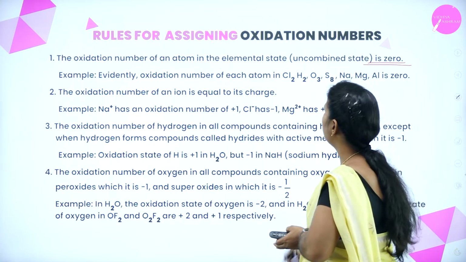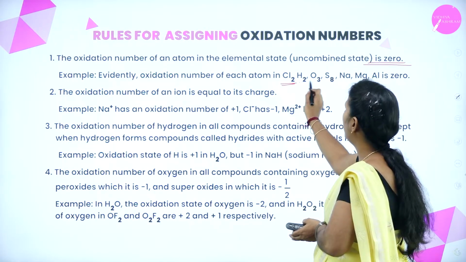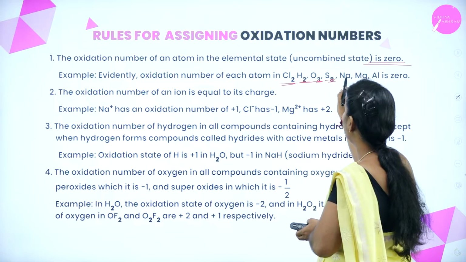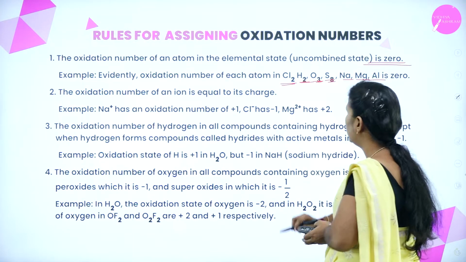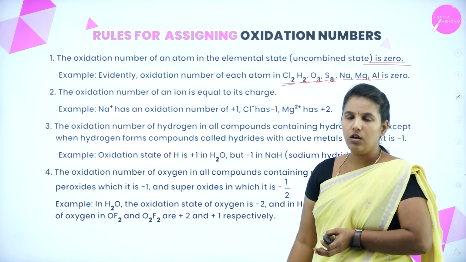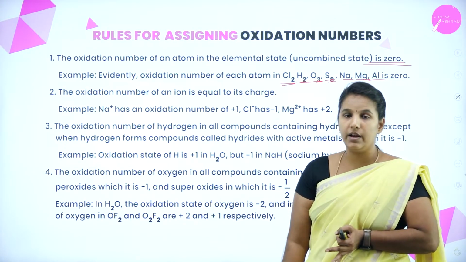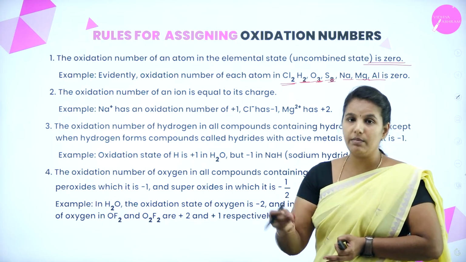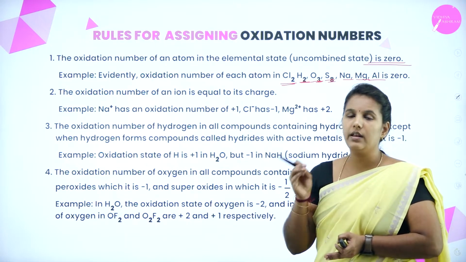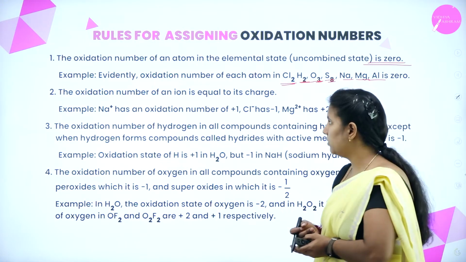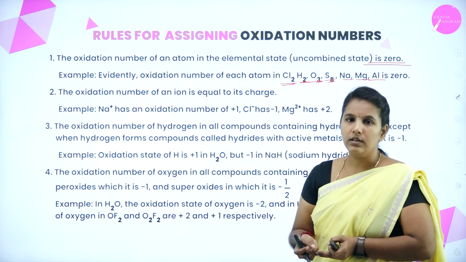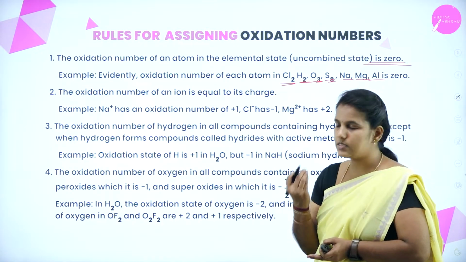For example, in the case of Cl2, H2, O3, S8, Na, Mg and Al, for all these elements, if they exist in their elemental states, their charges will be 0. The oxidation number of such elements will be 0.